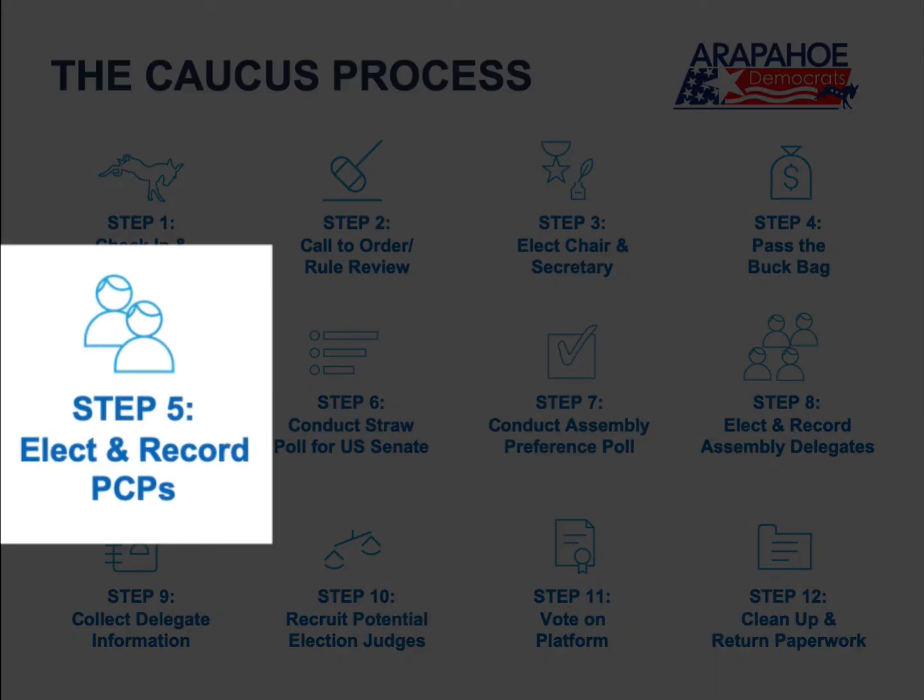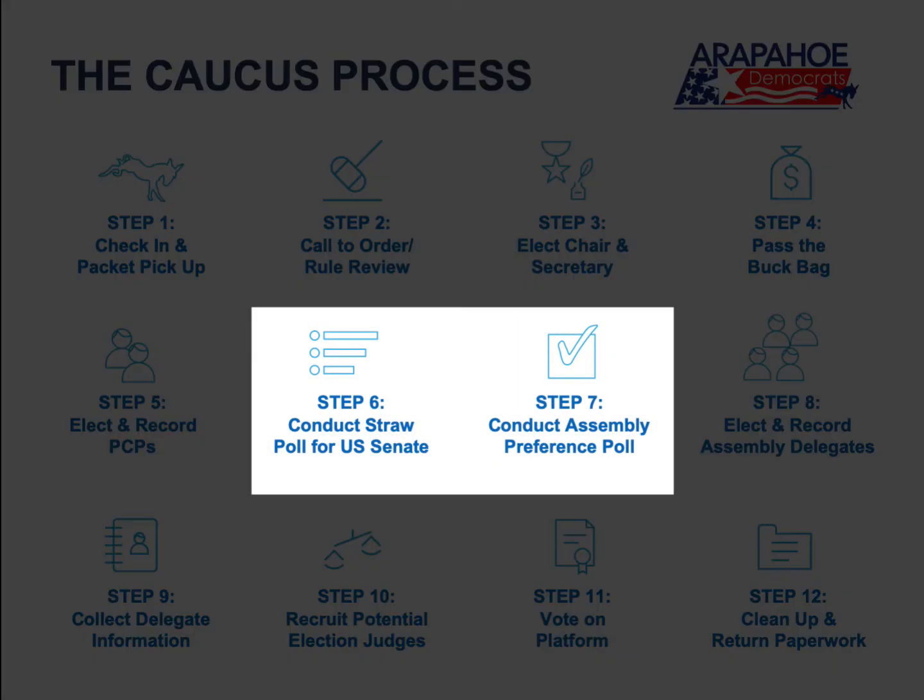Step 5 is where we elect and record our PCPs or precinct committee chairpersons. And now we'll get into step 6 and step 7, where we conduct a straw poll for Senate and then our assembly preference poll. We know what you're thinking. The math is coming and it's going to stress you out. Between this video overview as well as our in-person training, we hope to lessen that burden on you.